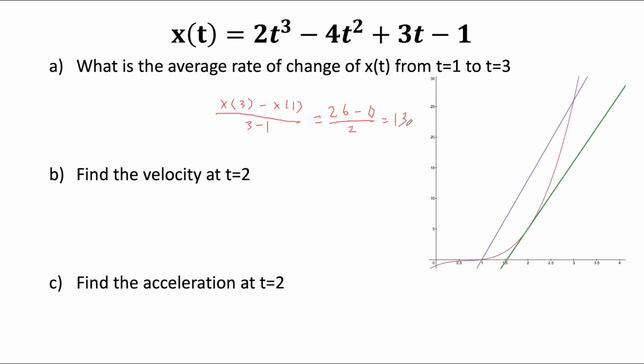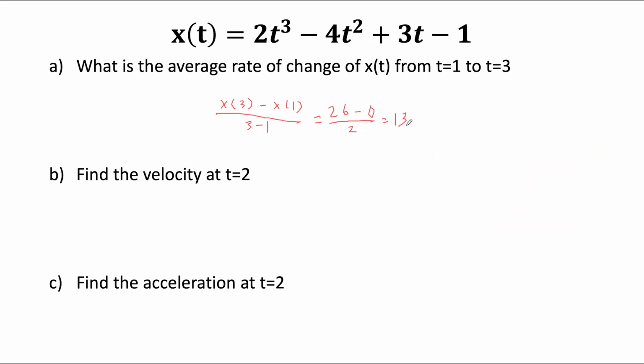And this is accurate because it's the slope of the secant line of x of t from t equals 1 to t equals 3, which is a pretty good approximation of the tangent line at t equals 2. So let's do that. Let's calculate the tangent line by finding the velocity at t equals 2.